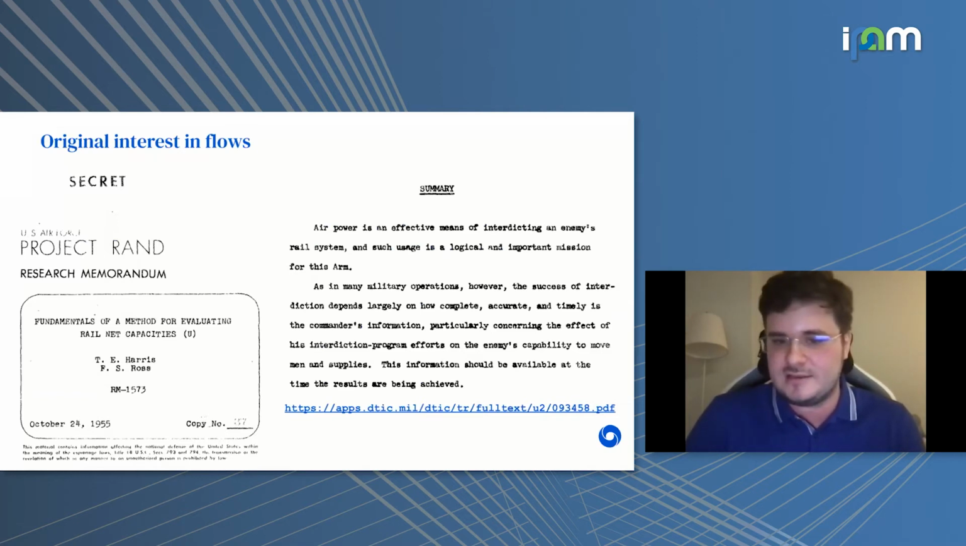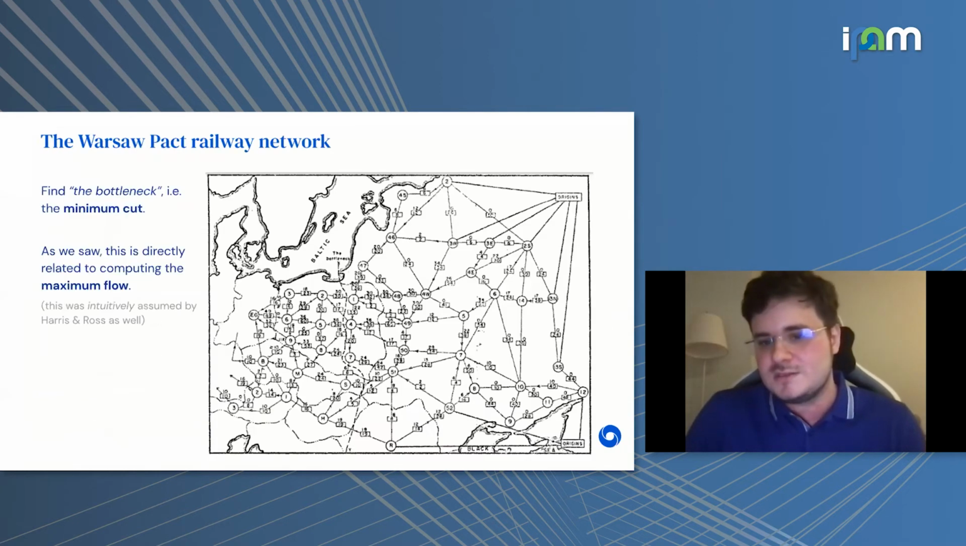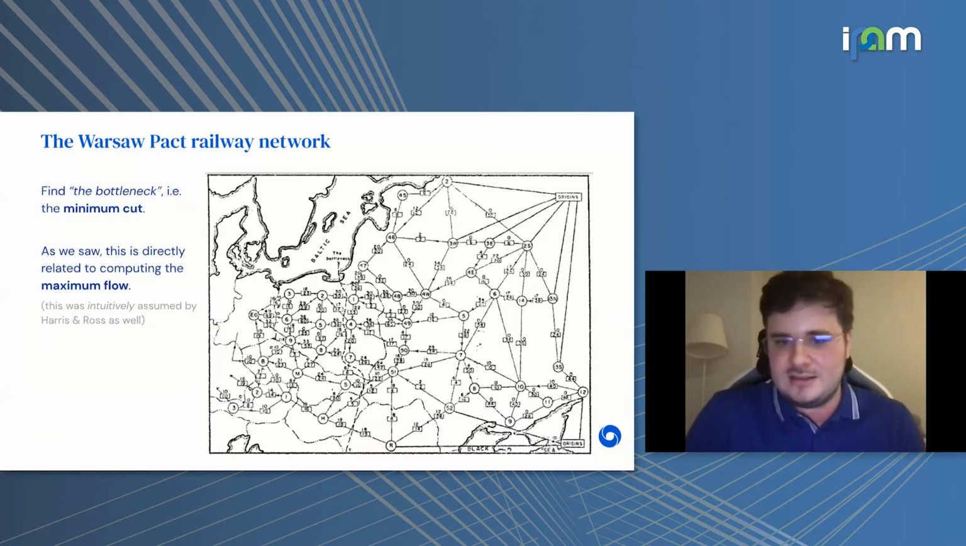I've left here the link to the full paper if you'd like to go through it. In my opinion, it's a very fun and elucidating read. So in the paper, they painstakingly draw out a sketch of what their current belief is that the Soviet railway lines might look like, and they're interested in finding the bottleneck, which is basically related to the minimum cut.